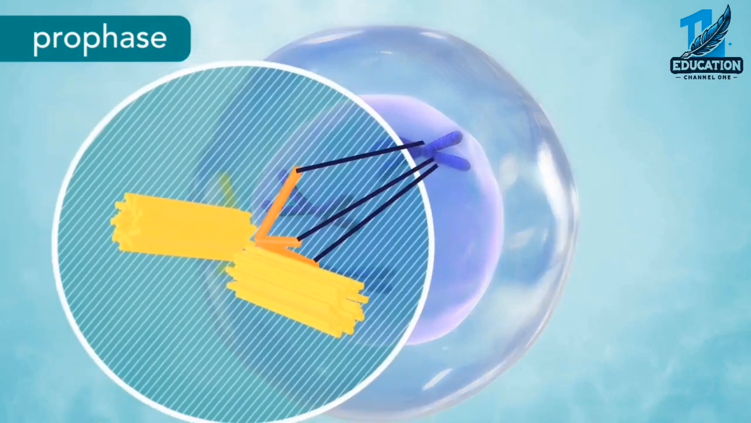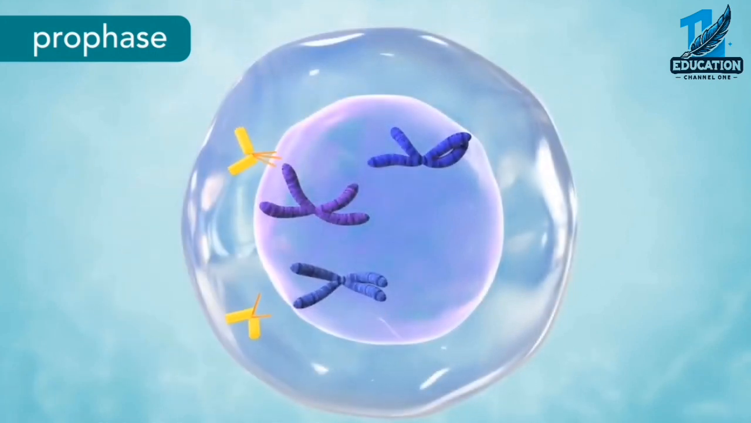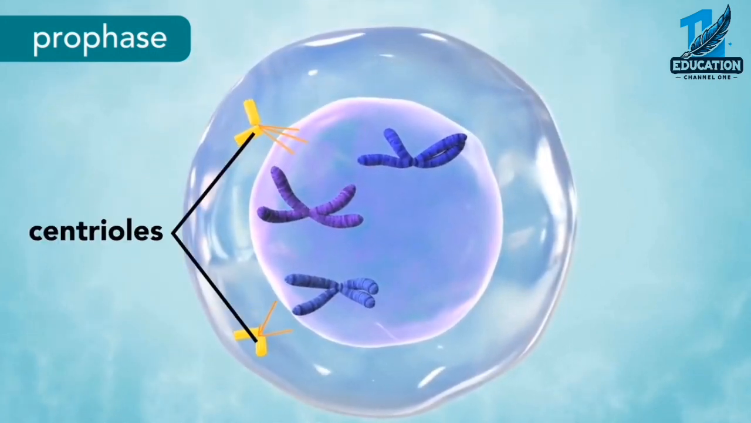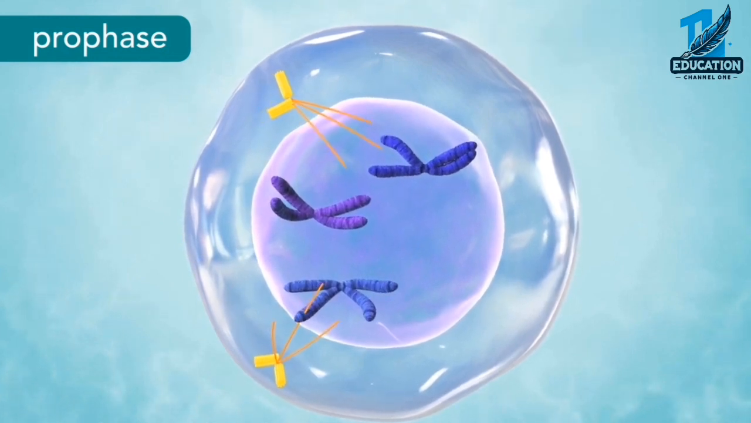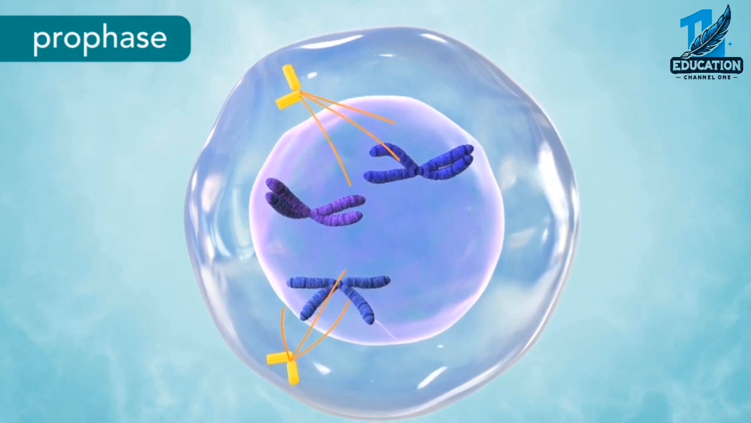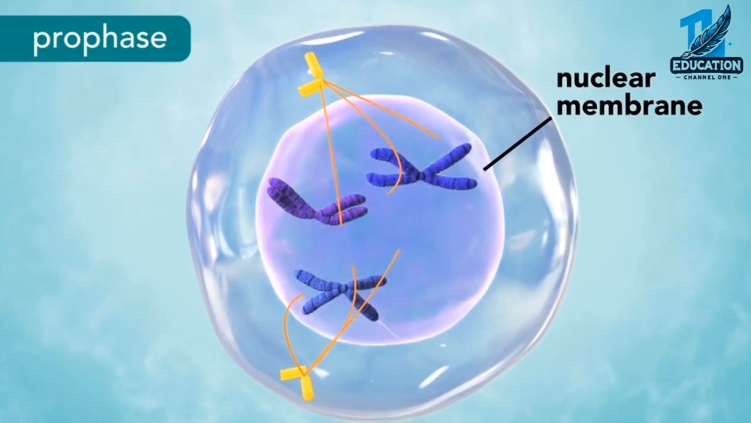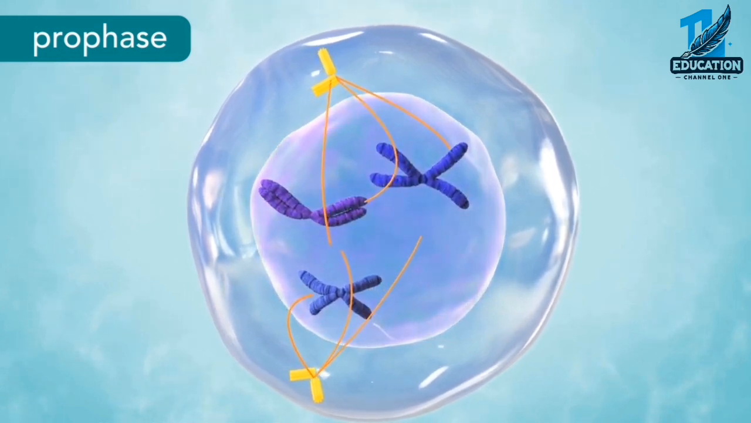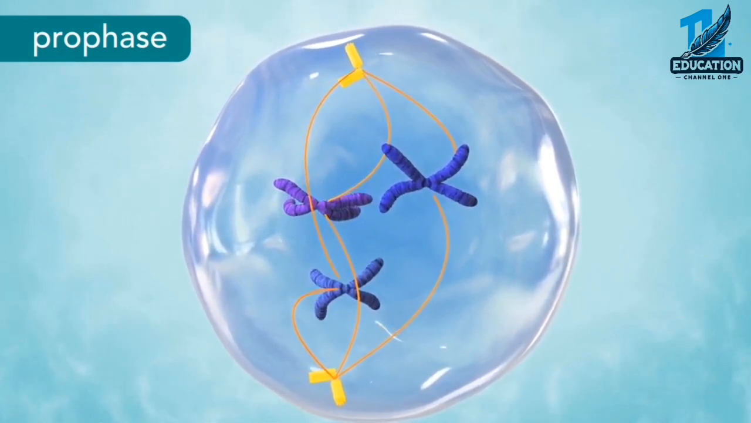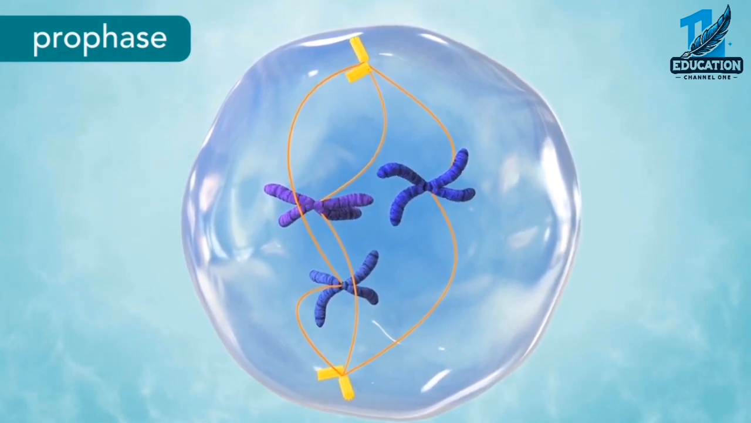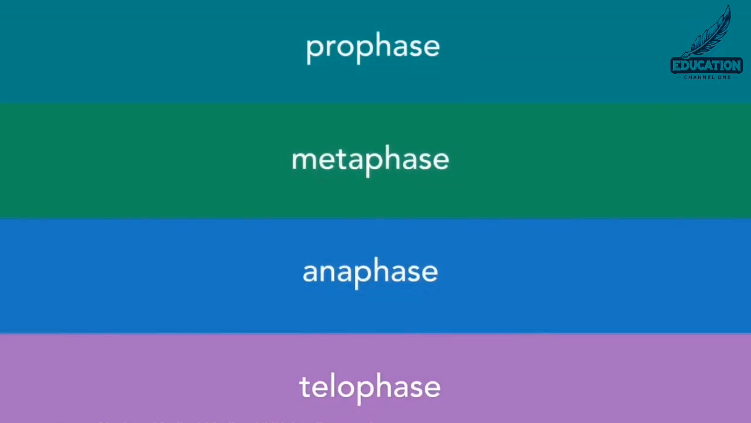Meanwhile, in the cytoplasm, microtubules known as spindle fibers begin to fan out from 2 sets of paired structures, called centrioles. The spindle fibers elongate as the centrioles begin moving to opposite sides or poles of the cell. While this is happening, the nuclear membrane surrounding the nucleus disappears. Now that chromosomes are no longer separated from the cytoplasm, the opposite ends of the spindle fibers can attach to the centromeres. Next, the cell enters metaphase.